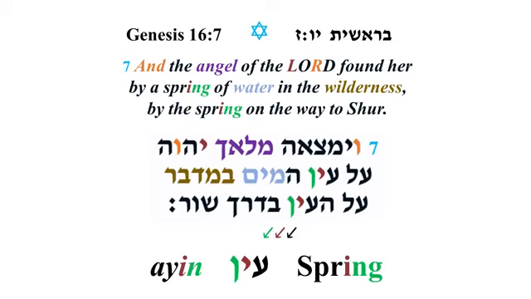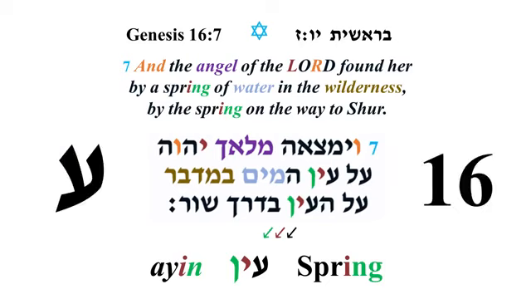And there's that word ayin in the second line, second Hebrew word there. Okay? And it's kind of interesting, ayin is the 16th letter of the Hebrew alphabet, and notice that this is in Genesis chapter 16.